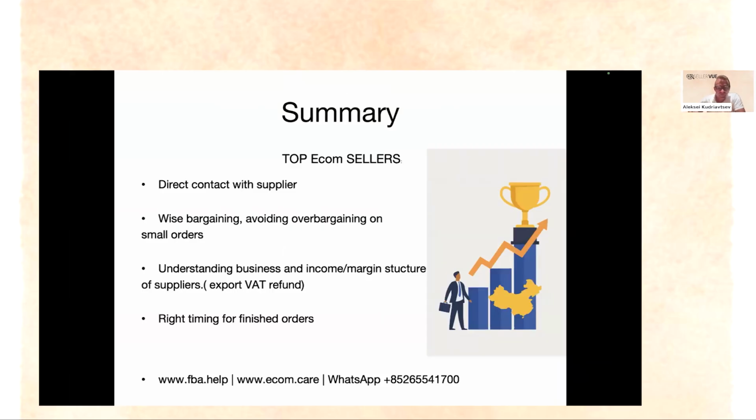And here is the summary. So first, about the contract, direct contract is preferable. Wise bargaining, not over bargaining on small orders. Understanding the business model of a supplier and the structure of his margin, and understanding if the supplier is using the export tax refund option, and right timing for the finished orders.